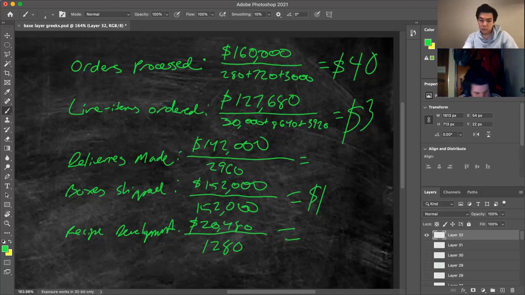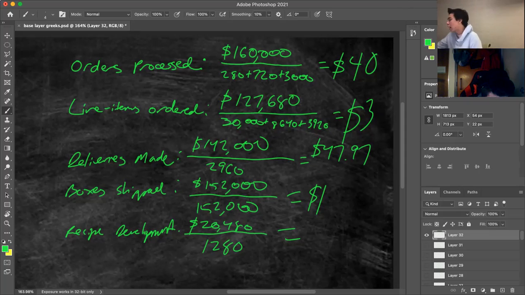For the deliveries made, I got 47.97. Would you round that or would you just keep it like that? I would keep it like that. Okay, I would round to the nearest cent, if you have to.